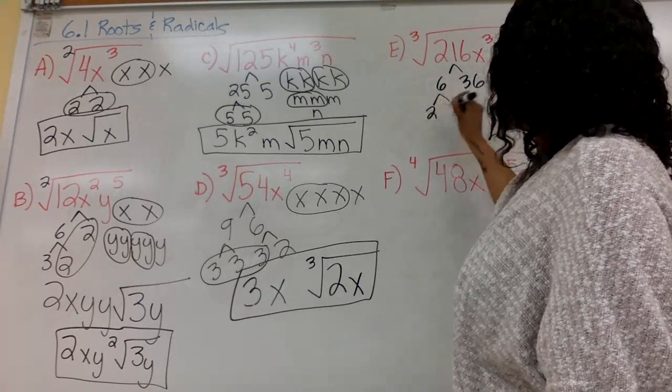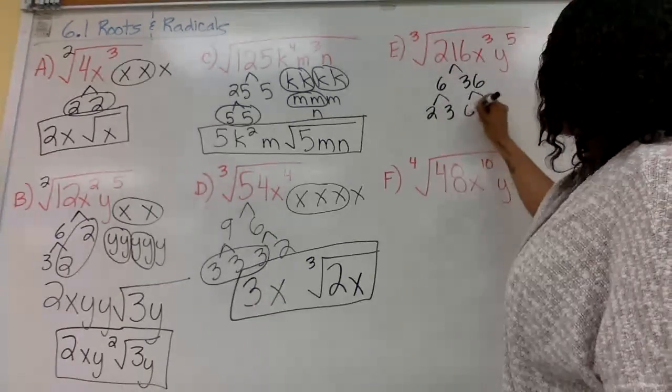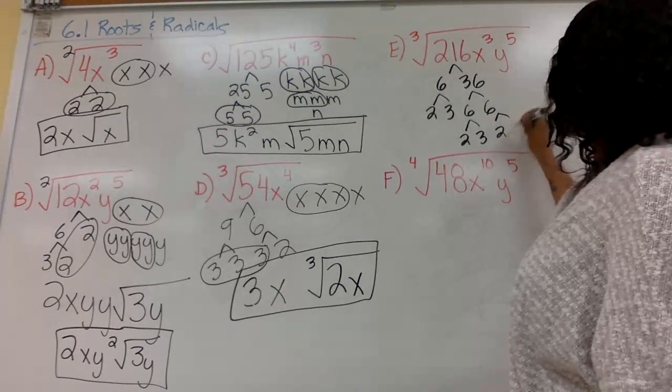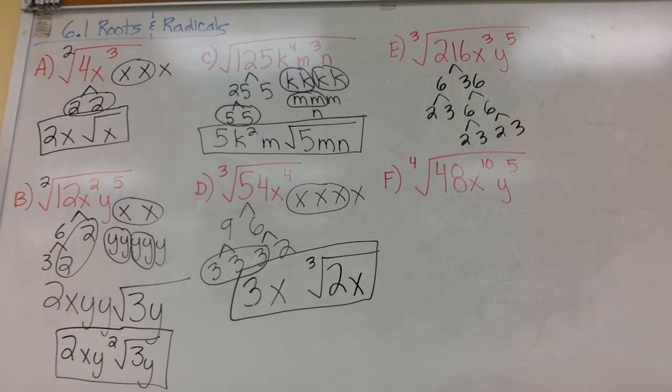This is going to be 2 times 3. This is going to be 6 times 6, 2 times 3, and 2 times 3. So I did a factor tree. I broke it all the way down. Same thing we've been doing for a while here.